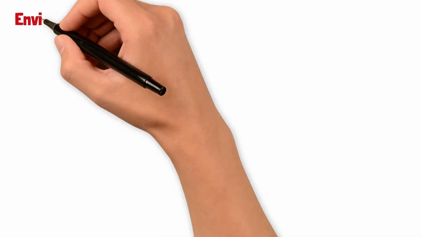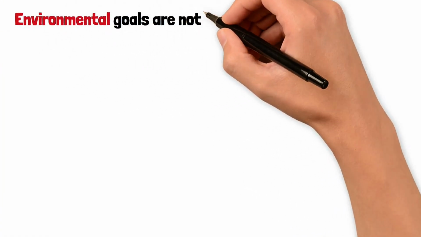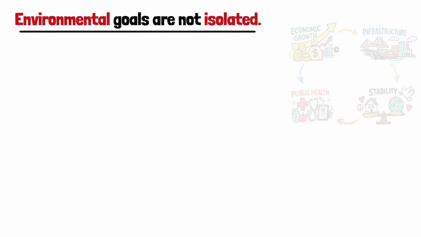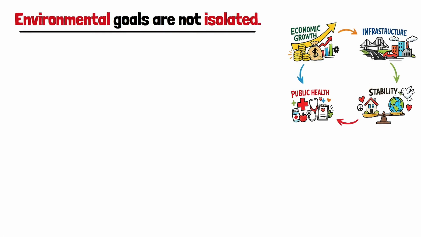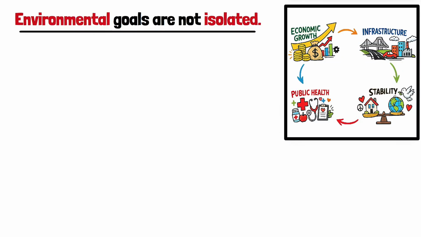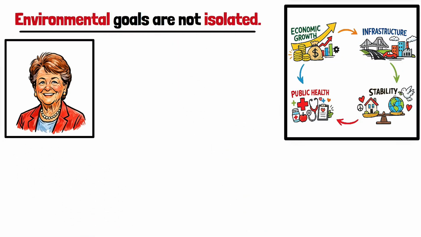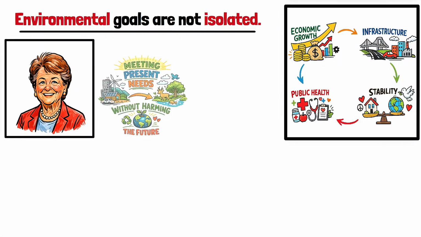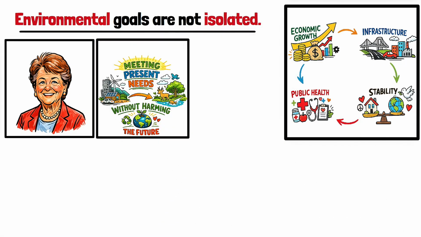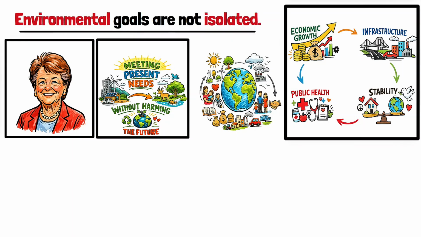Notice something important. Environmental goals are not isolated. They connect directly to economic growth, infrastructure, public health, and stability. This framework built on earlier ideas of sustainable development, strongly articulated by Gro Harlem Brundtland, who defined development as meeting present needs without compromising future generations. That definition changed global policy thinking.